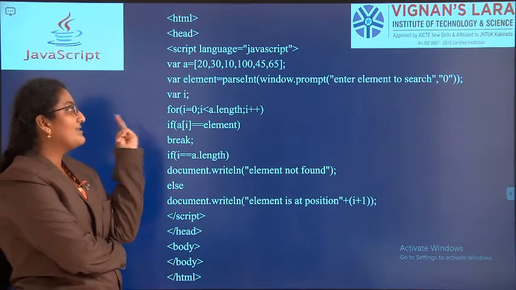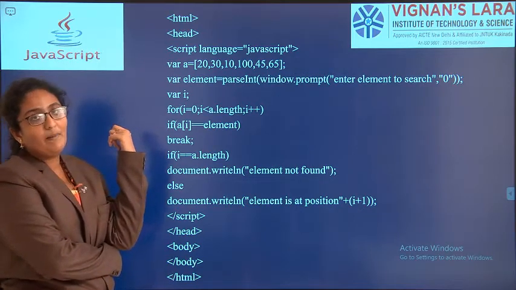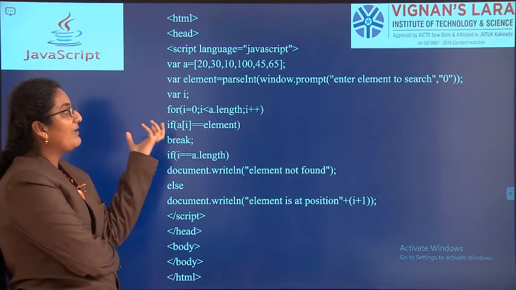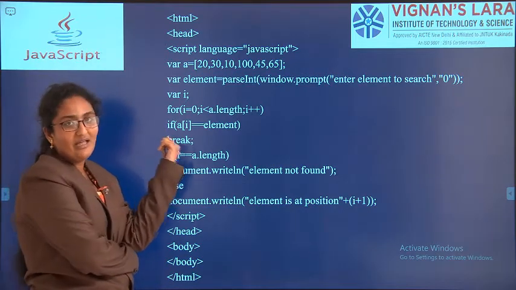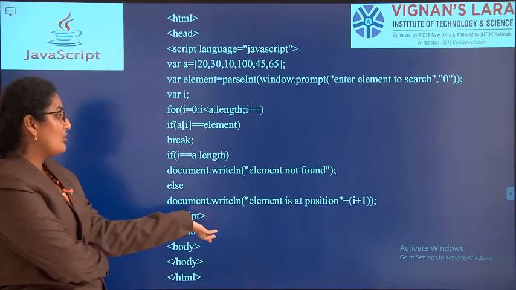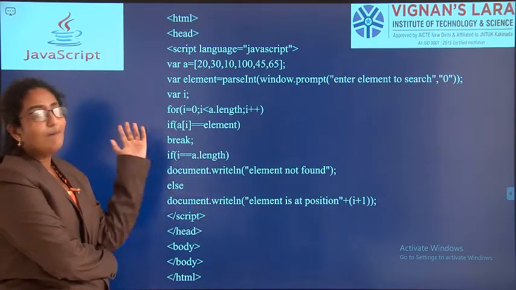I have given you an example. This example is for performing linear search. Linear search is nothing but you enter an element and you search for that element in the array. If the element is found, you can print that. If the element is not found, you are going to print I plus 1.